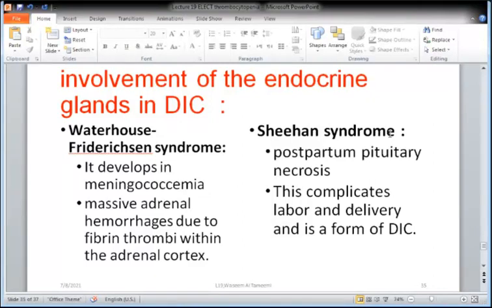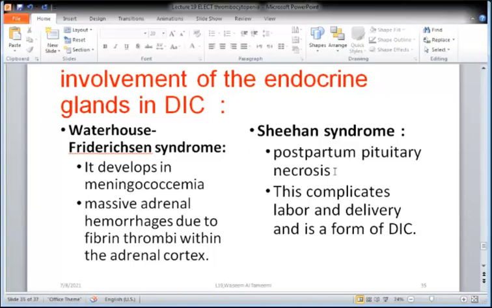Sheehan syndrome is the second endocrine complication of DIC. This usually develops following postpartum pituitary necrosis. For example, a lady presents with normal or complicated labor associated with severe bleeding, and this bleeding is associated with tissue injury, tissue factor release, and endothelial damage, followed by hypovolemia. Secondary to this hypovolemia, there will be postpartum pituitary necrosis.